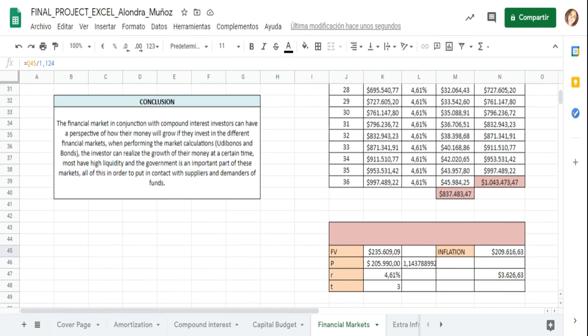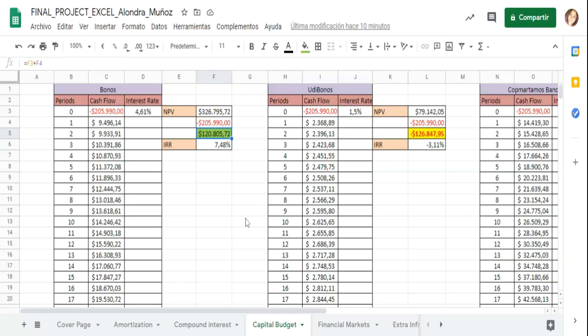Basically, the financial market, in conjunction with compound interest, lets investors have a perspective of how their money grows if they invest in different options. In this part, we compare the different areas where you could invest, like bonus and UDI bonus or the bank.